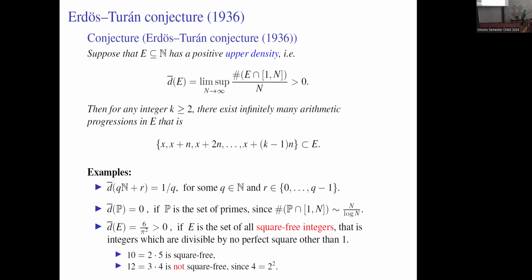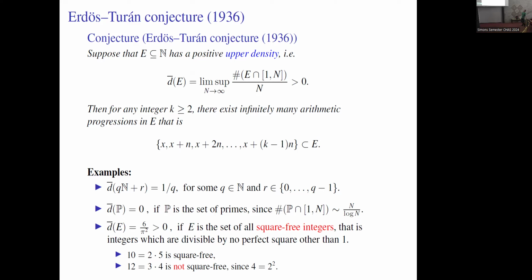And so here we have some examples. Let's first examine these examples, and then I would like to add a personal comment. If we consider, for instance, arithmetic progressions with spacing Q, then we can easily see that this quantity is 1/Q. On the other extreme, we have the set of prime numbers, and we can observe that this density is 0 because of the prime number theorem, where we have this asymptotic formula.